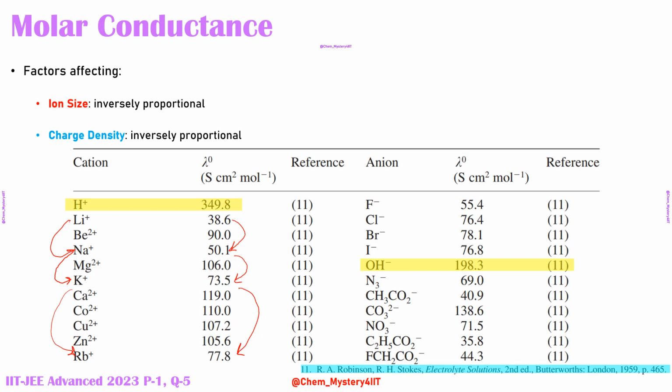If we compare lithium and beryllium, the conductivity changes from 38 to 90. This is more than double. What happened to the factor we are talking about, charge density, which should be inversely proportional? That is true, but while making this comparison, we should be talking about ions with the same charge in our discussion as well.